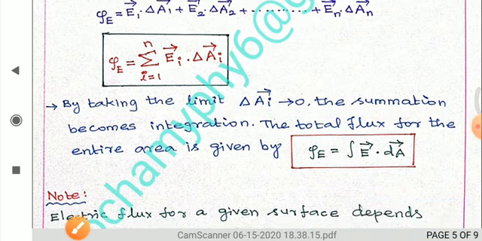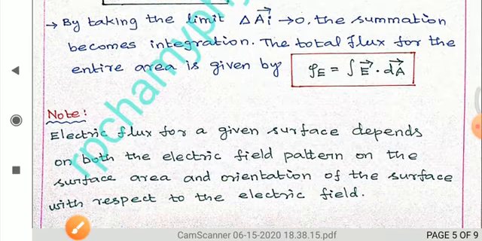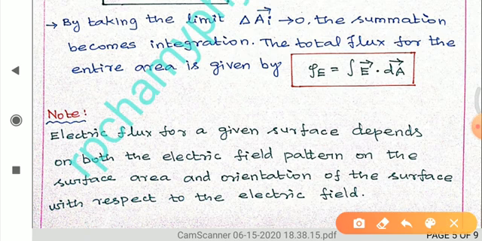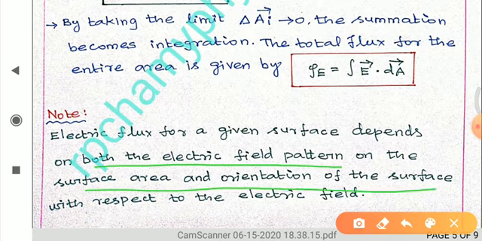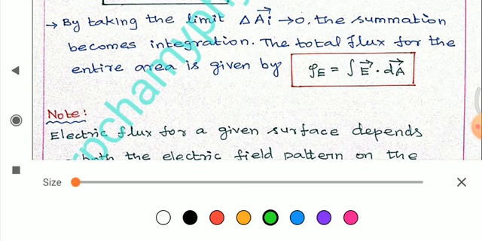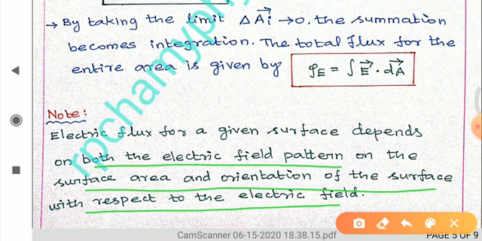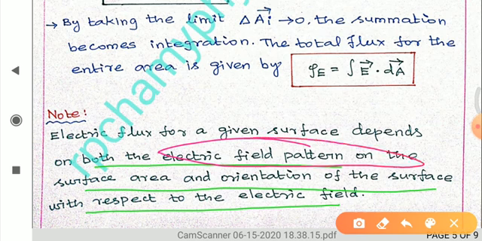The electric flux for a given surface depends on both the electric field pattern and the surface area and orientation of the surface with respect to the field. What is the meaning? From this note, we understand that the total electric flux for a given surface depends on both the electric field pattern and the surface area. Field pattern means whether it is parallel to the surface of the area or perpendicular to it, and the orientation of the surface with respect to the electric field.